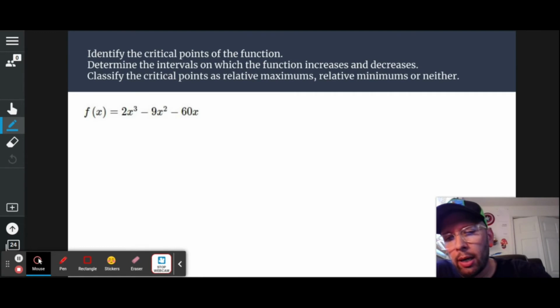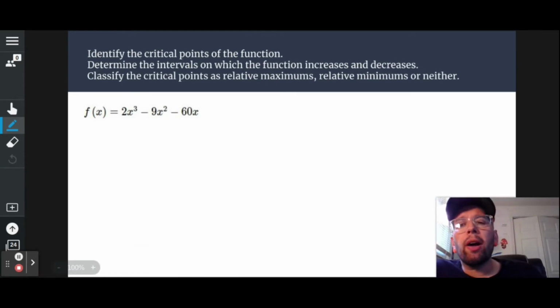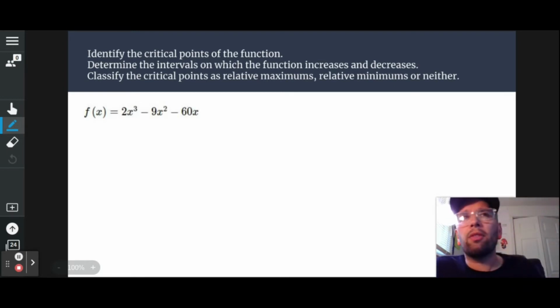All right, so this one's a banger. Not only do we find critical points, we have to find when this guy's increasing or decreasing, which we did in the last couple problems. We just never really wrote it out. And we have to classify the critical points as relative maximums, relative minimums, or neither. So we kind of already did this problem. I take it back. When I said this problem was a banger, I thought maybe we'd have to deal with concave up and concave down. But I'm sure that's for later in the lesson.